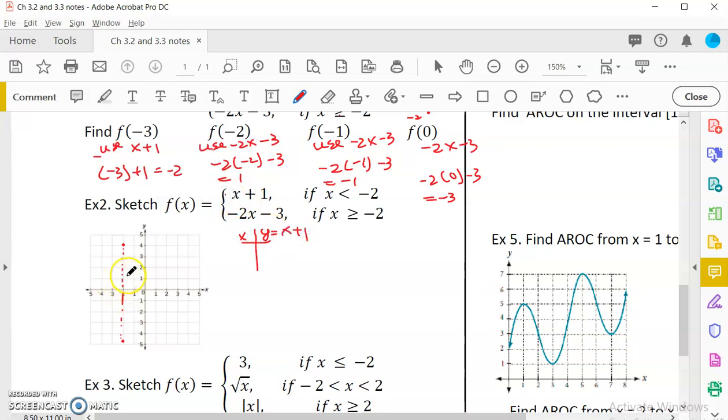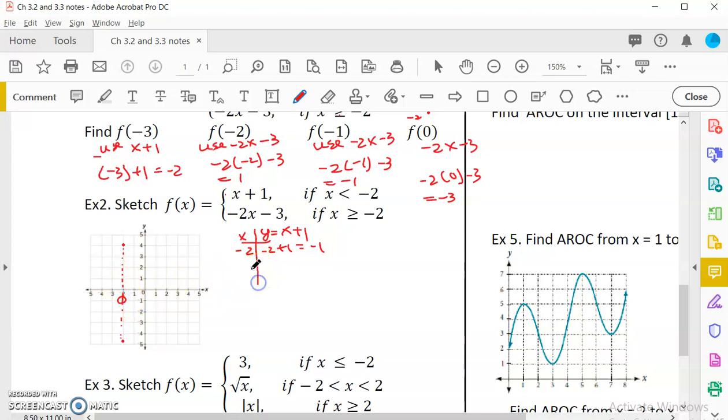I have to have some point at negative 2. It's not supposed to be on this line, but I want to know what it would be when it is really close, like negative 1.99, negative 2 point something. Because I want to do an open circle. So negative 2 plus 1 equals negative 1. So I have one point at negative 2. It is not a point, it is the circle. Negative 2, negative 1. So do the open circle.